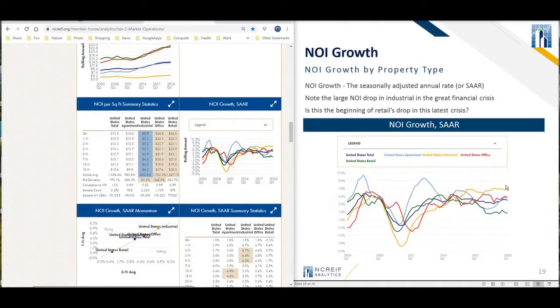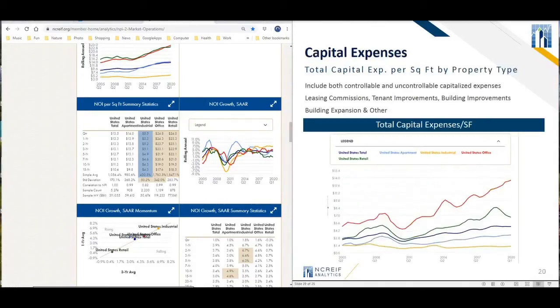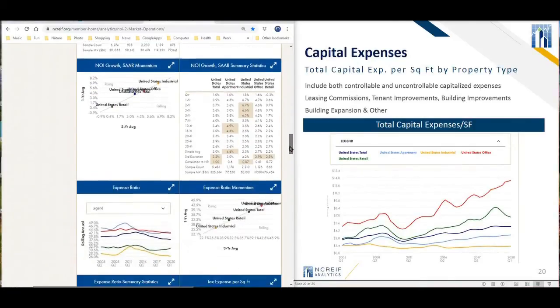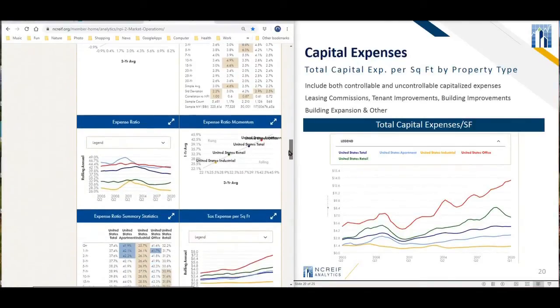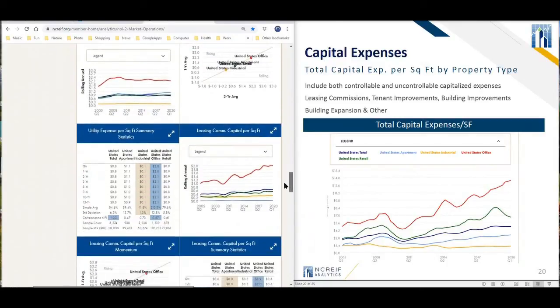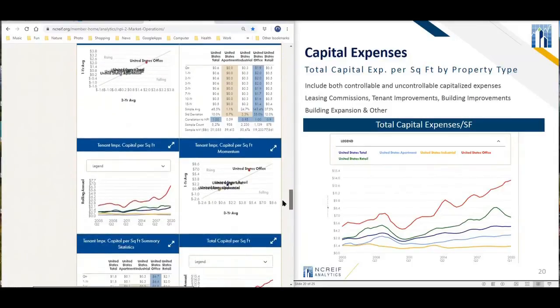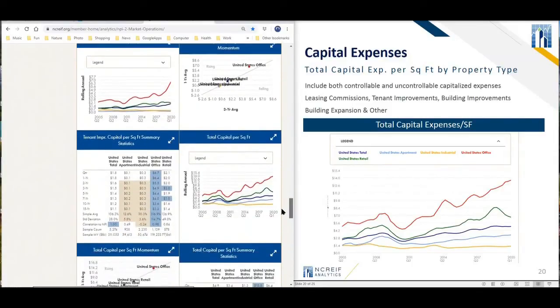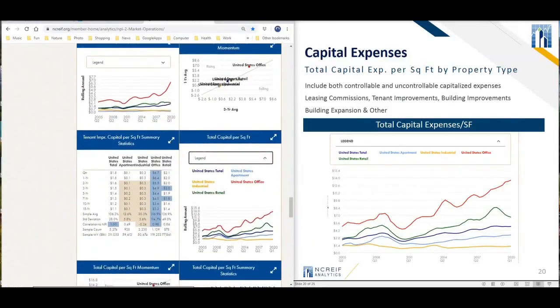Let's not forget capital expenses, shown here in dollars per square feet. Yes, they theoretically add to the value of a property, or do they? These expenses include both controllable and uncontrollable capitalized expenses, including leasing commissions, tenant improvements, building expansions, and other capital expenses. This past decade has seen office per square feet growing.